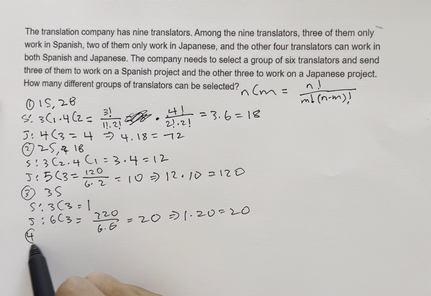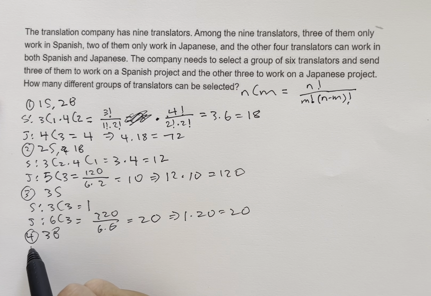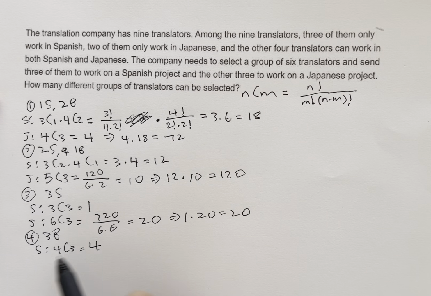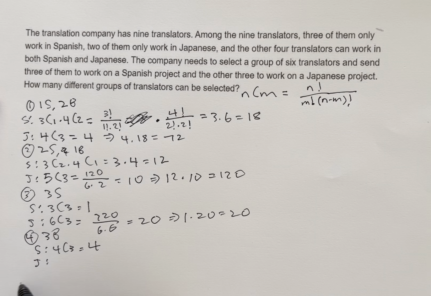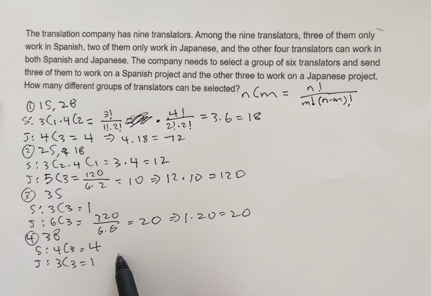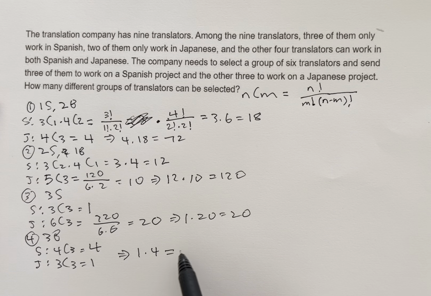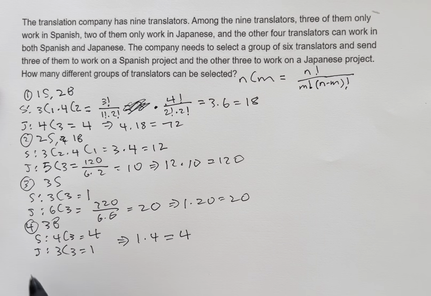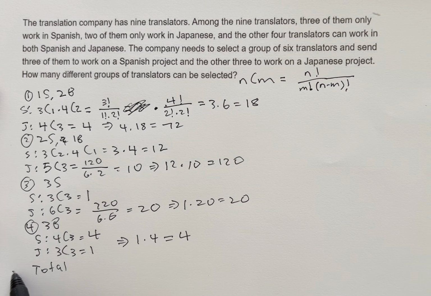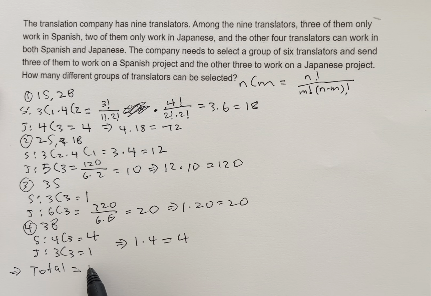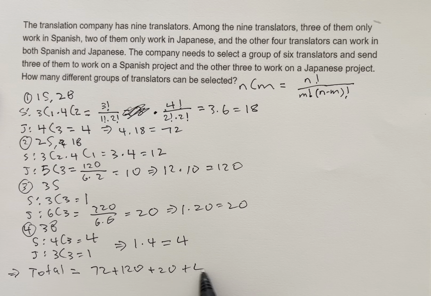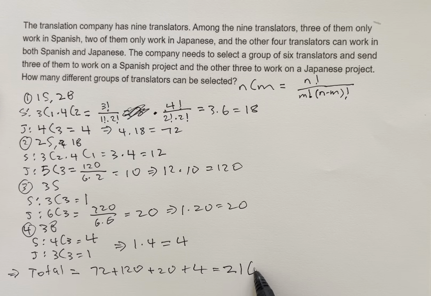For the last case, we have 3 both. So for Spanish, it'll be 4C3, equal to 4. For Japanese, we only have one both translator left. 1 plus 2 equals 3. 3C3 equals 1. 1 times 4 equals 4. So the total equals 72 plus 120 plus 20 plus 4. This will equal 216.